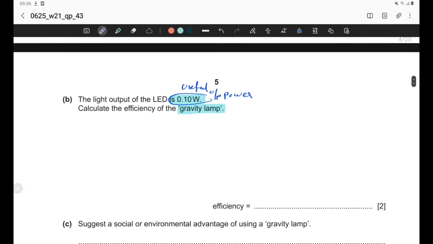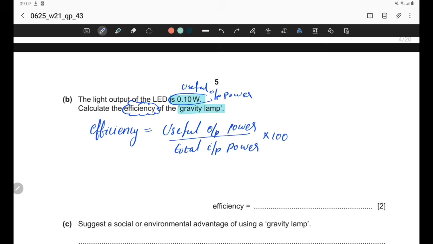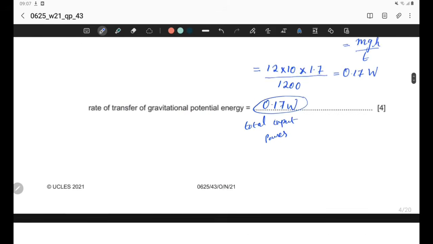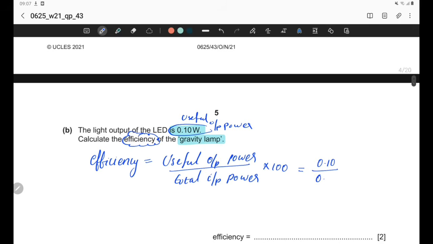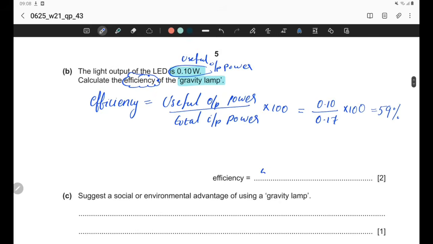We need to calculate the efficiency. So we can write the equation of efficiency first. Efficiency is useful output power over total input power times 100. You have to memorize this equation. Now we can substitute: the useful output power is 0.10 over total input power we have calculated in the previous section, that is 0.17 watt, times 100, and in 2 SF we will get 59 percent. So we can write the efficiency is 59%.